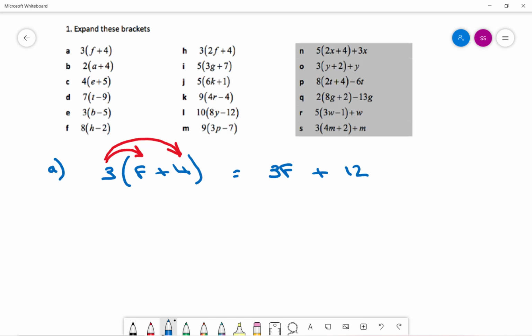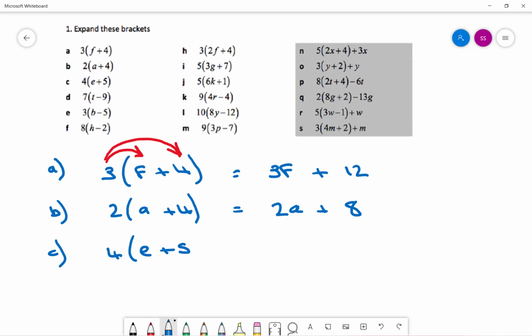And all of these really are of the same pattern. So let's go through these. B, 2a plus 4. If we follow the same steps as in A, that's going to be 2a plus 2 times 4 is 8. For question C, 4e plus 5. Again, if we follow those exact same steps again as the previous two questions, it's going to be 4e plus 4 times 5 will be 20.